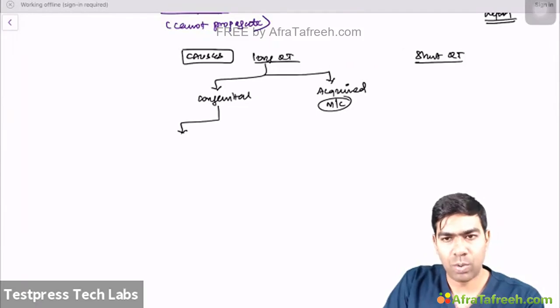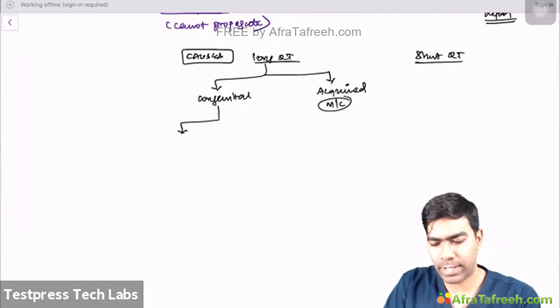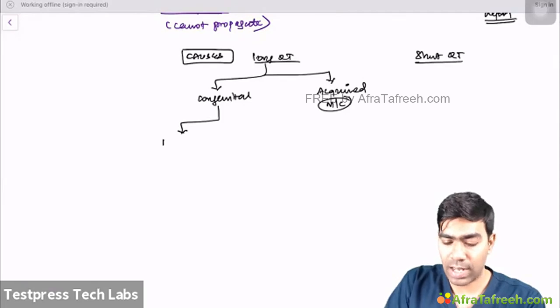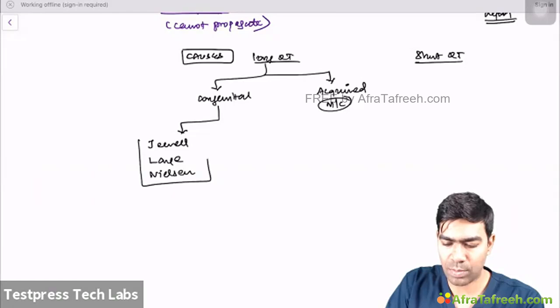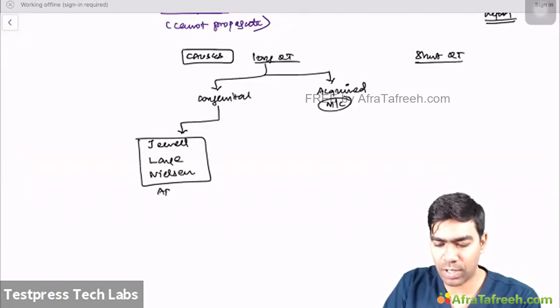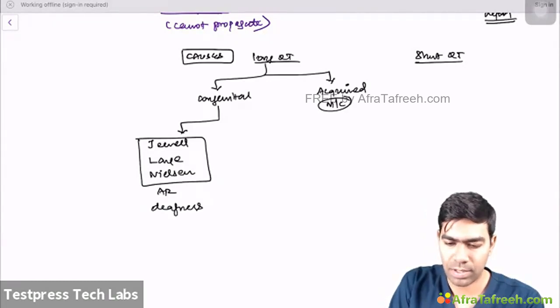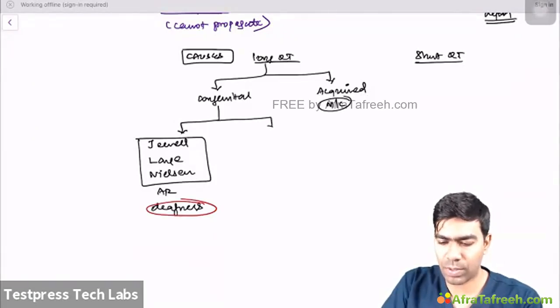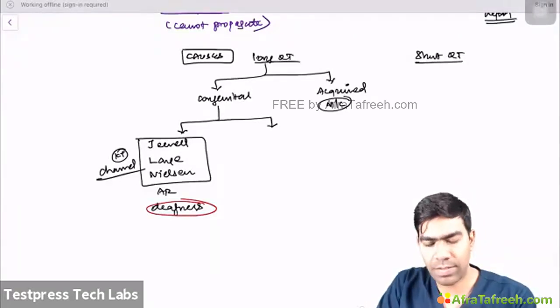Congenital you can split into two types. One is Jervell-Lange-Nielsen syndrome, or JLN syndrome. Basically, this is an autosomal recessive disorder, and the patient will be having deafness. This is a very important clue in exams: deafness, autosomal recessive inheritance, Jervell-Lange-Nielsen syndrome, long QT. And usually it is due to potassium channel defects. Most of the Jervell-Lange-Nielsen syndromes will be due to potassium channel defects only.